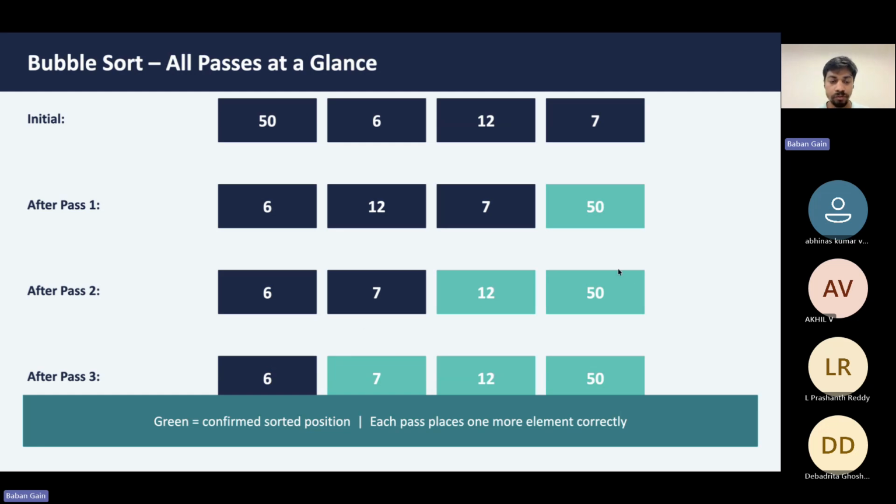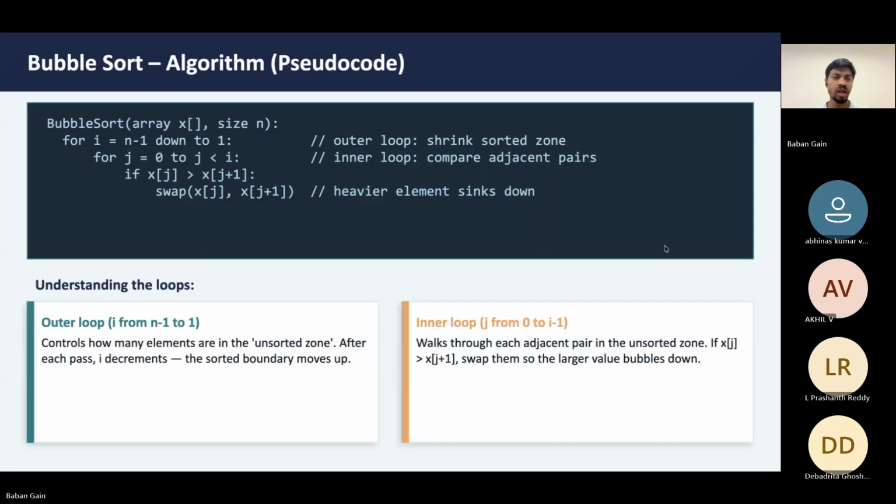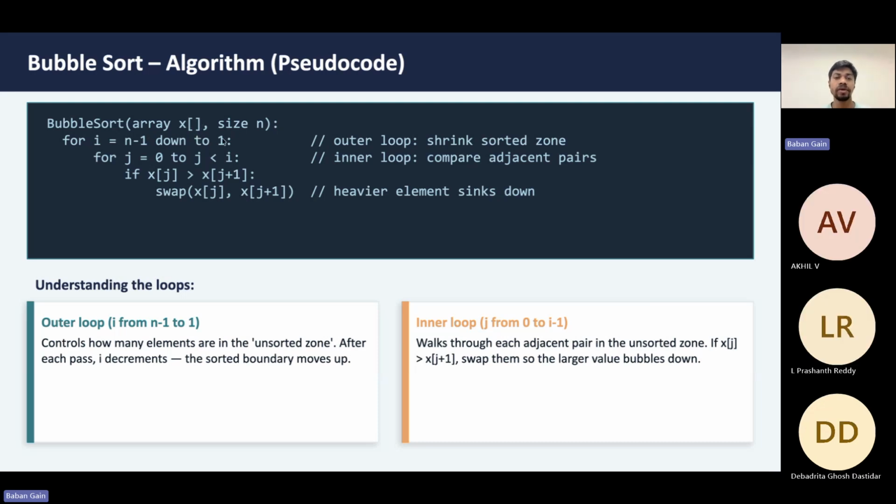Okay. So how to write the algorithm? Just like I said, this is just an algorithm. This is not a C code. So basically, suppose we have an array and we have a size n. Size n means the number of elements in the array.